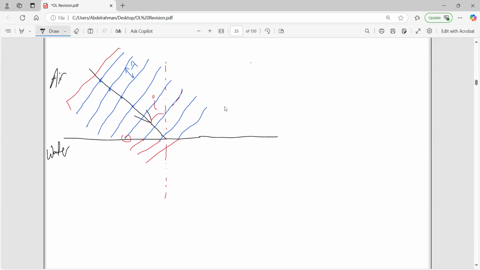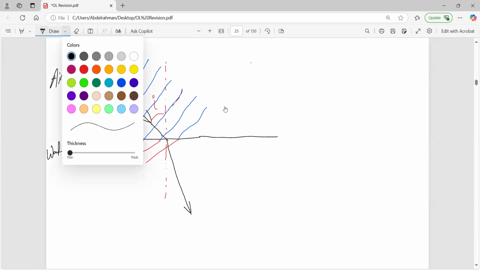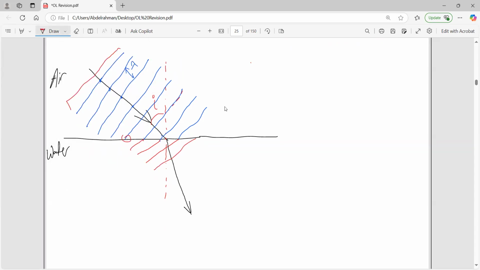What happens to the angle? It decreases. So this is the direction of the wave as it moves, and again, the wavefronts are perpendicular to the wave. The distance between the wavefronts has slightly decreased. The wavelength has decreased as you're moving from air to water.